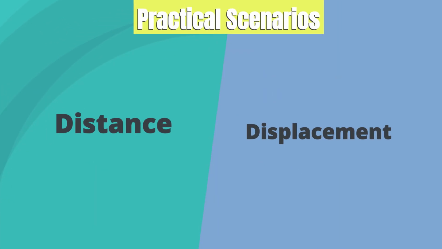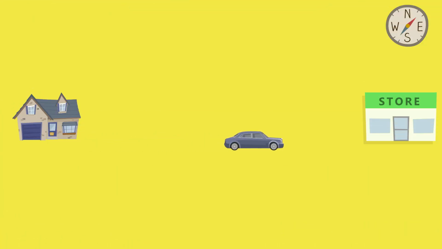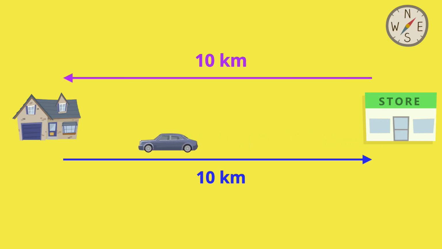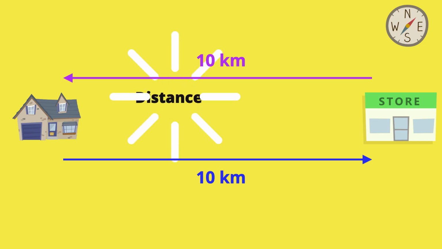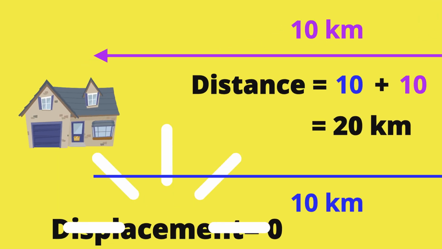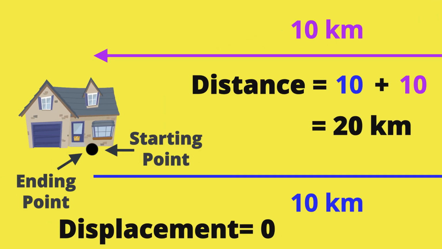Practical scenarios when distance and displacement collide. Running errands. You leave your house, drive 10 kilometers east to the grocery store, then turn around and drive 10 kilometers west home. Distance? 20 kilometers, meaning you've driven a total of 20 kilometers. Displacement? 0, because you're back where you started.